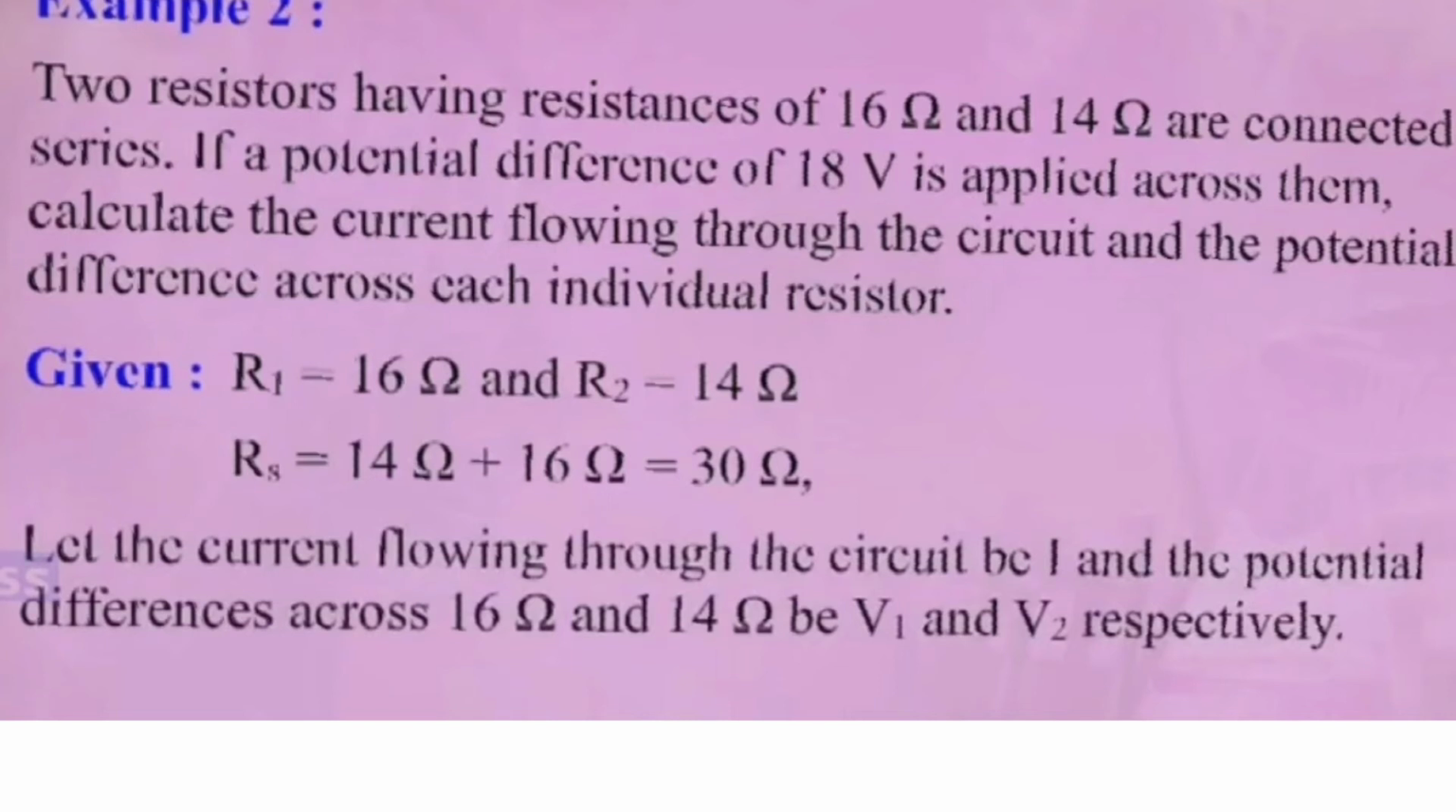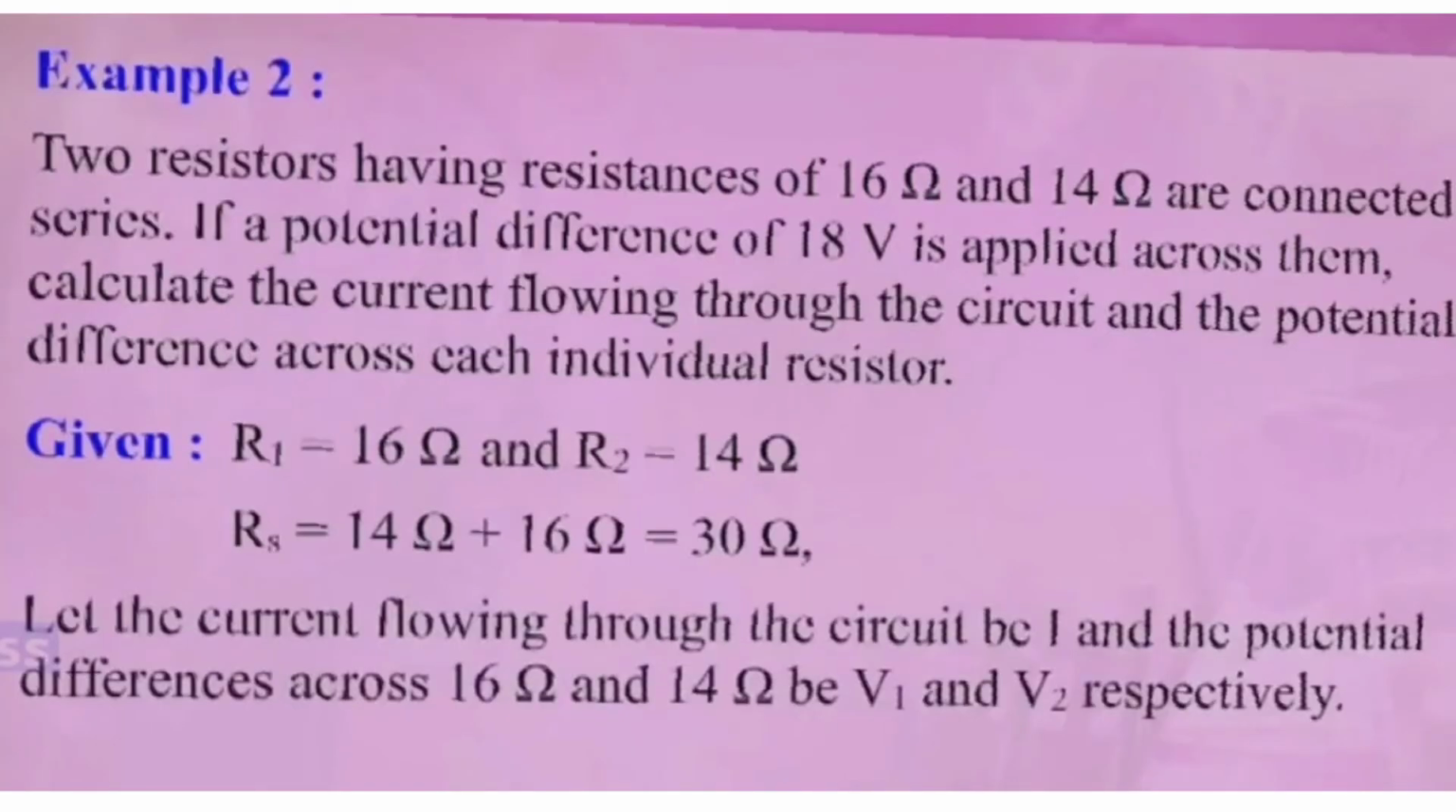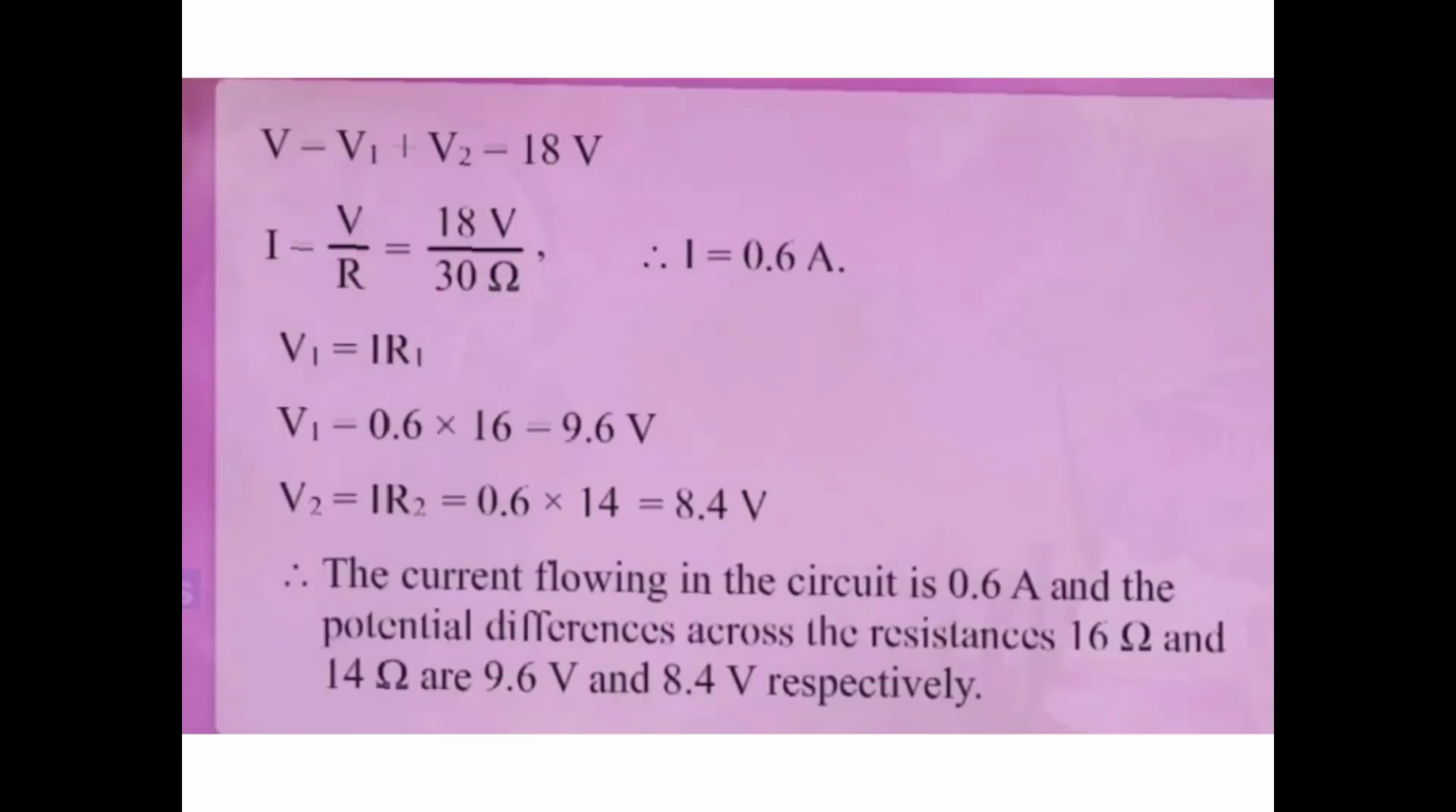Correct? Now I is the current passing through, because in a series the current is the same. Now the potential difference will be different across R1 and R2, so let us calculate that also. We have V1 plus V2 as 18, right? And current will be V upon R, 18 upon the effective resistance, which is 30. So 18 upon 30 comes out to be 0.6.